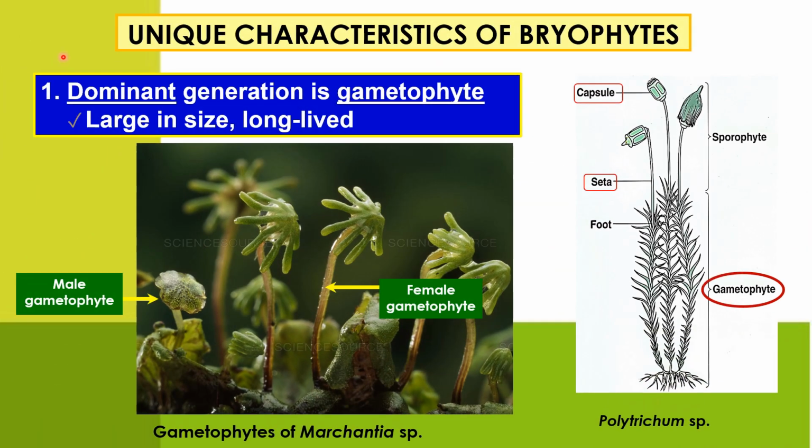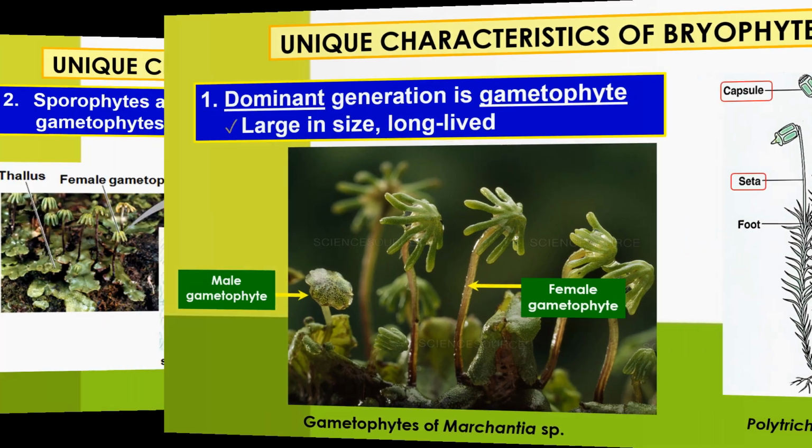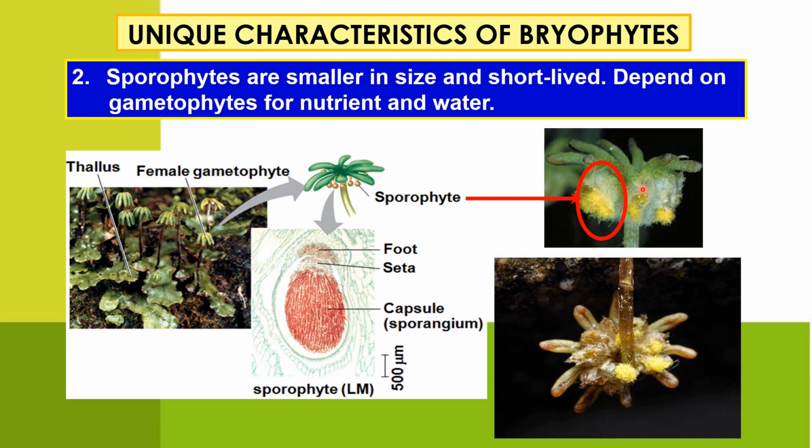Unique characteristic of bryophytes. In bryophytes, the dominant generation is the gametophyte generation. They are usually larger in size and longer living than the sporophyte. Bryophytes have a small sporophyte and short leaf. The sporophyte remains attached to the female gametophyte throughout the sporophyte's lifetime and depends on the gametophyte for nutrient and water.